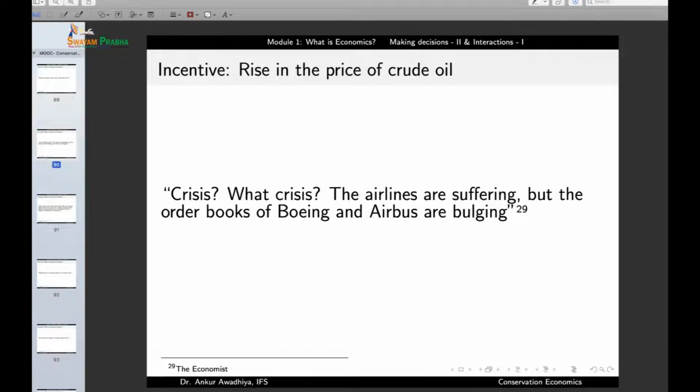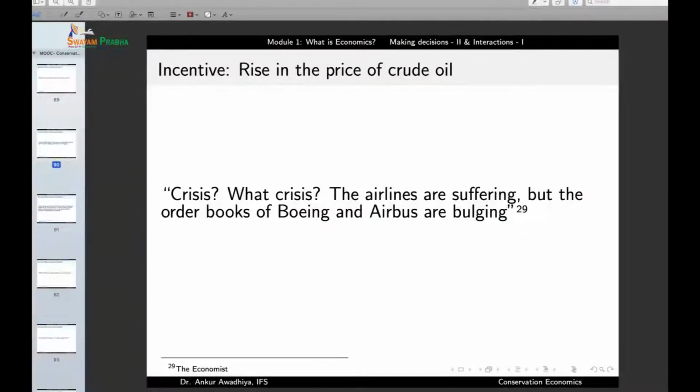Now, this article from The Economist says, crisis, what crisis? The airlines are suffering, but the order books of Boeing and Airbus are bulging. So, even though the airlines are suffering because their cost of operations has gone up, the order books of airplane manufacturers such as Boeing and Airbus are bulging. Now, why is that so?